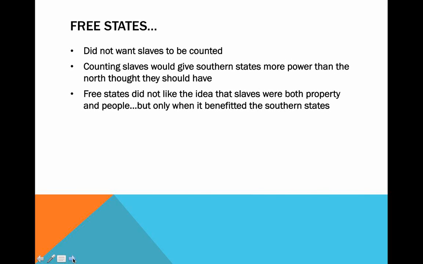Free states didn't want slaves to be counted, of course, because that would give slave states more power because they get to count their slaves toward their population. And it didn't sit well with the free states because the South wanted both. They wanted to be able to consider their slaves as property for the purposes of their free labor, but they also wanted to be counted as people for the purposes of their population in determining their representation in Congress. So they kind of wanted to have their cake and eat it too. They wanted both.